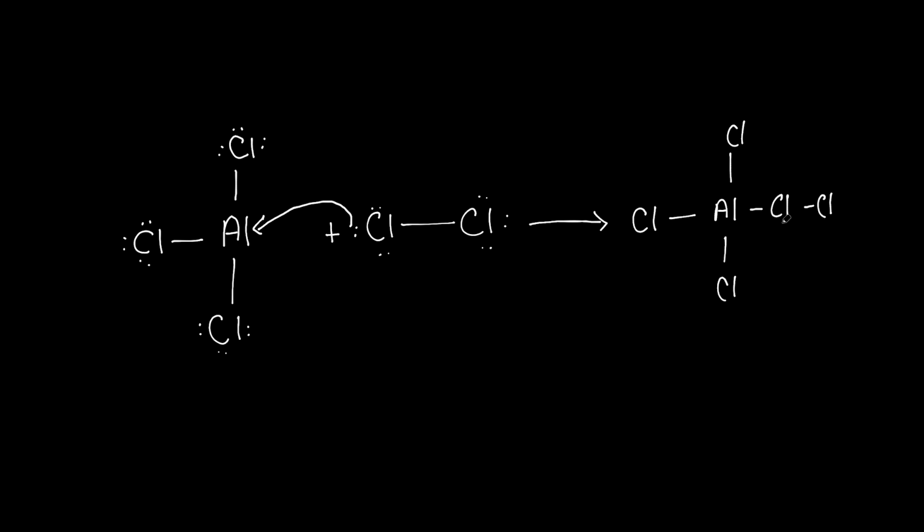And then you would have a negative formal charge on the aluminum and a positive on the chlorine. And you can draw on all their lone pairs. This bond right here is known as a coordinate covalent bond, as both electrons came from one atom.